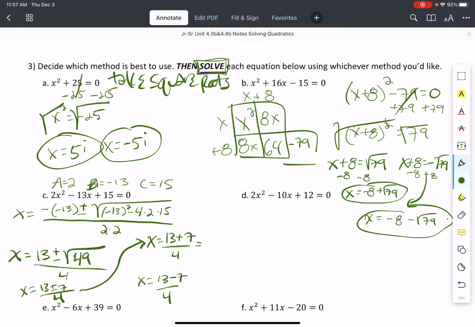So 13 plus 7 is 20 over 4. So the first answer for x is going to be 5. And then 13 minus 7 is 6 over 4. So 3/2 is my second answer.